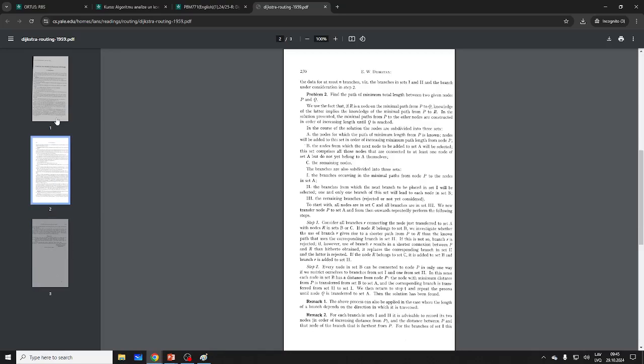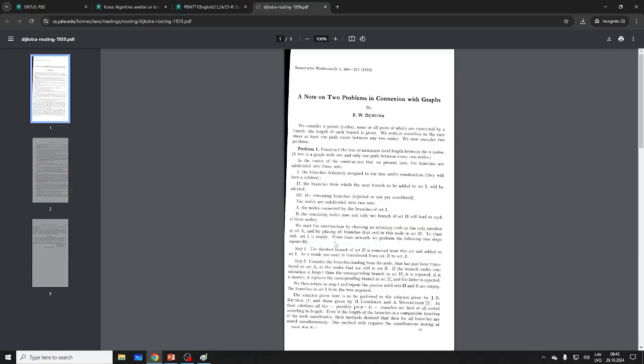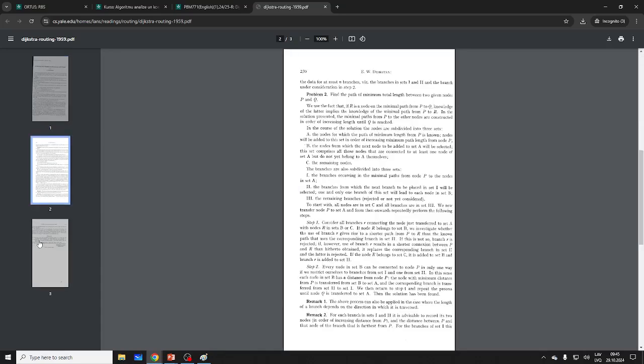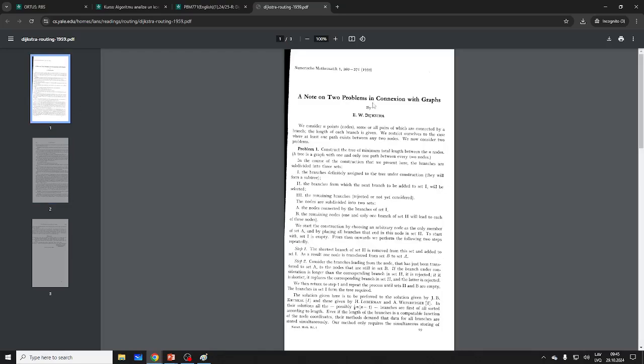In the 50s, you could become famous in computer science with 2-3 page papers. Not so anymore. Very unlikely, I mean, it's still possible. So it's pretty easy to read actually, on connection with graphs.